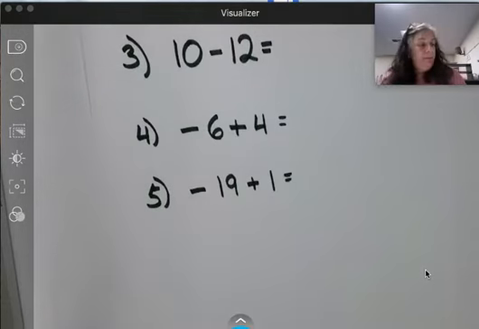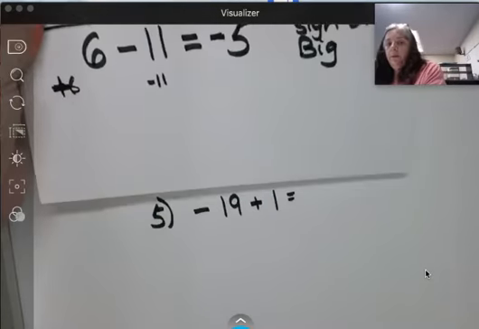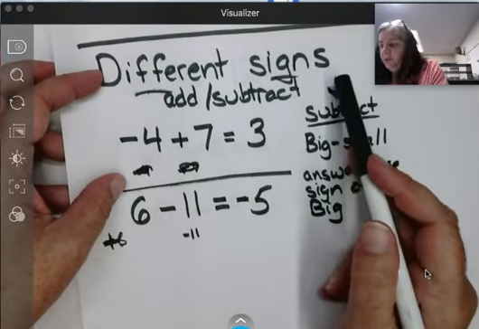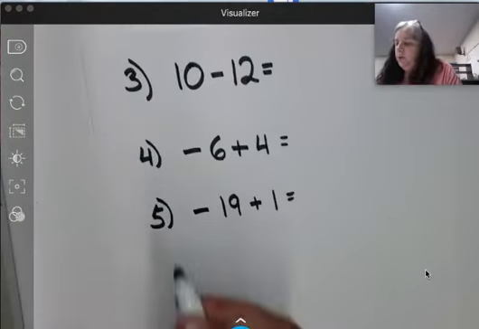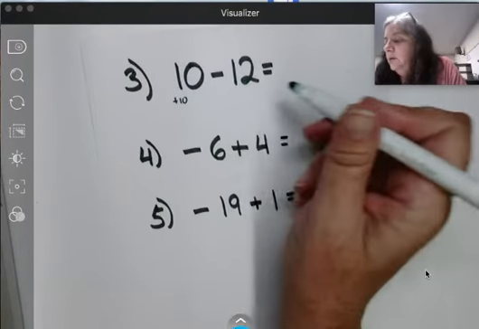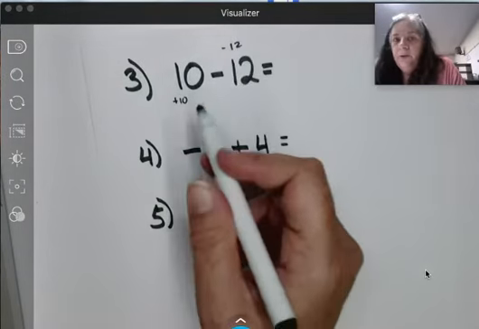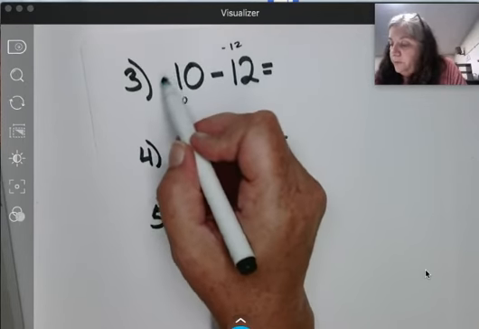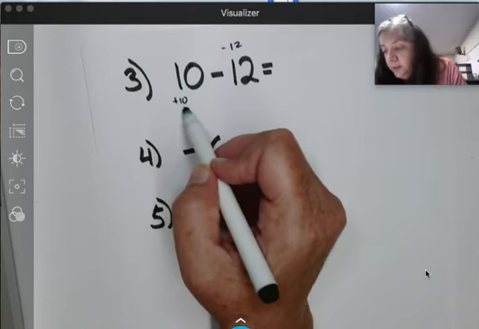So here we go. We are using this rule about the different signs. And we're saying if they have different signs, you're going to subtract. So this is considered a positive 10. This is considered a negative 12. These are different signs because you just look directly to the left. Okay, if the first number doesn't have a sign to the left, it's positive.